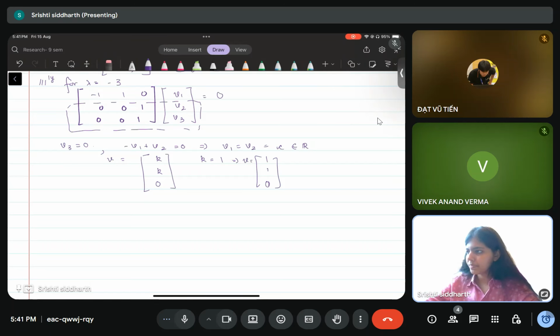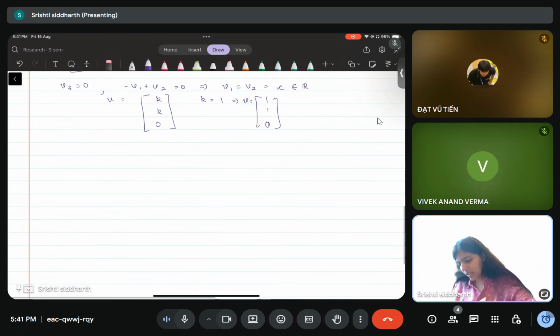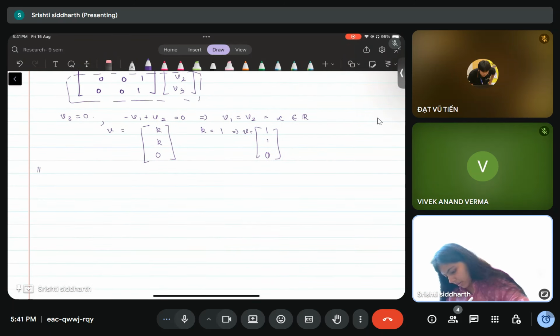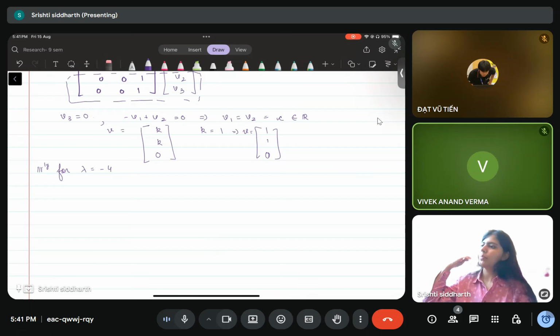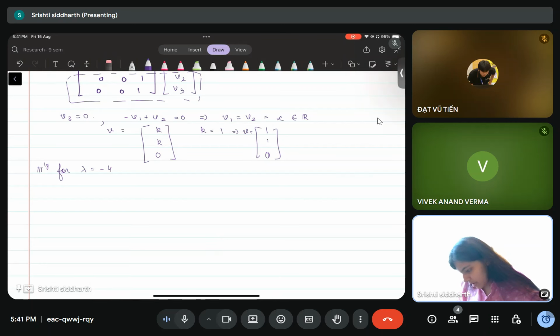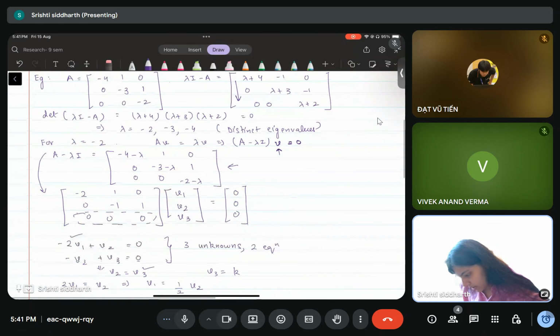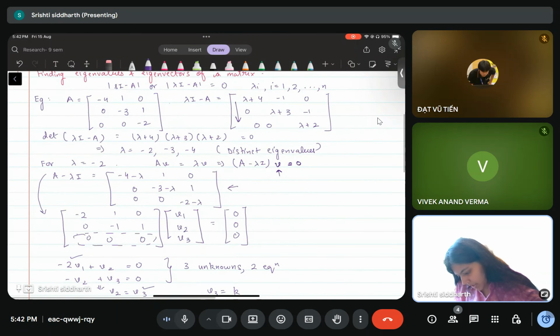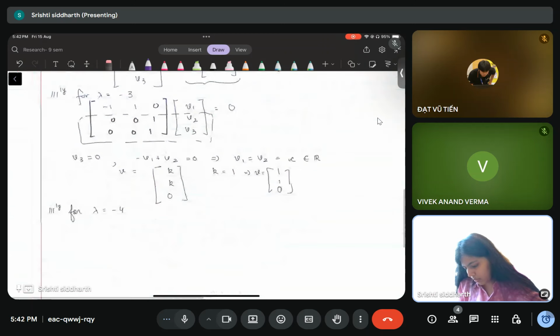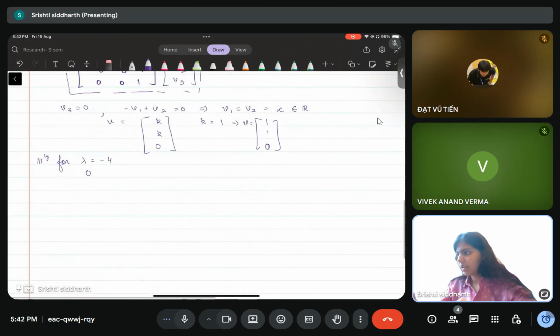Then we have the last case, for lambda equals -4. Let me go back. This is A minus lambda I, which is going to be 0, 1, and 0, 0, 1, and 2.